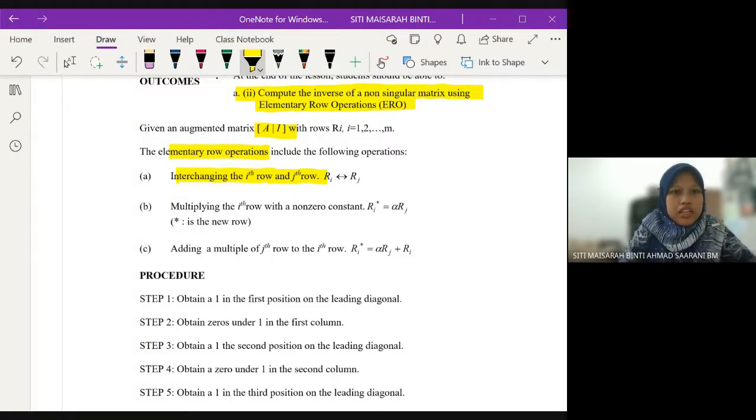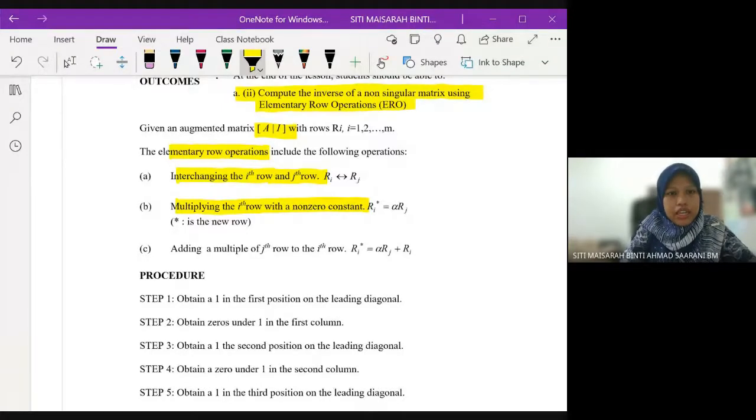And then the second one is multiplying the i row with a non-zero constant. So we are going to multiply with a constant. Let's say we want to multiply R1 with 2. So jadi semua elemen pada row 1 tu semua kena darab dengan 2. Okay, so the star here is the new row. Maksudnya kita letak R1 star, maksudnya R1 yang berubah.